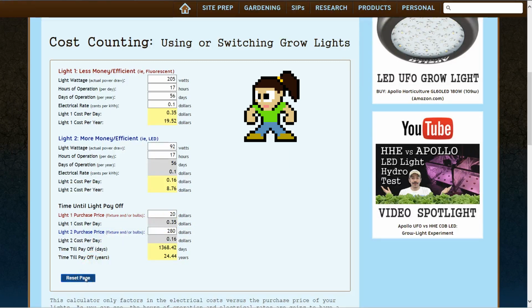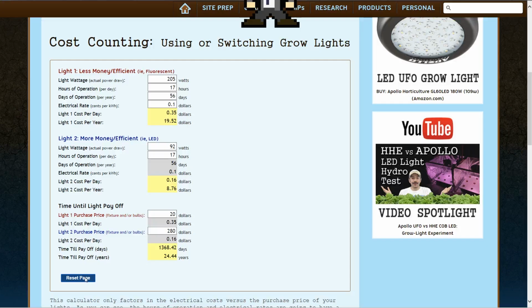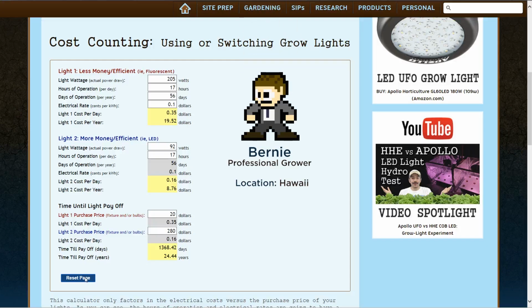Let's fly over to Hawaii where we meet up with Bernie. He has a large indoor growing facility where he produces herbs and greens year round. They're sold commercially to local restaurants and grocery stores. His T5s produce excellent growth, but he's trying to reduce his electrical costs, which also include cooling his facility. Once again, at AlboPepper.com, Bernie can quickly plug in his figures.